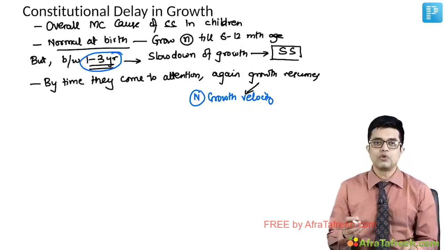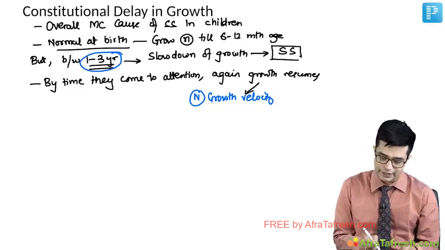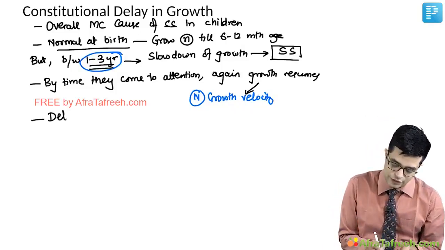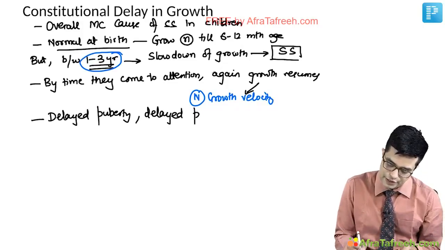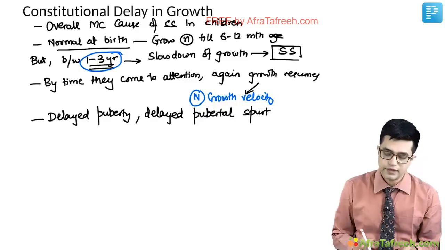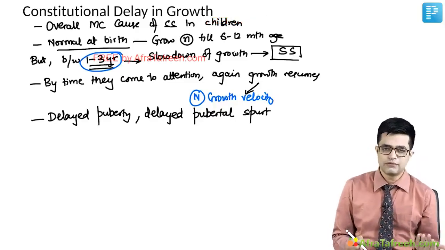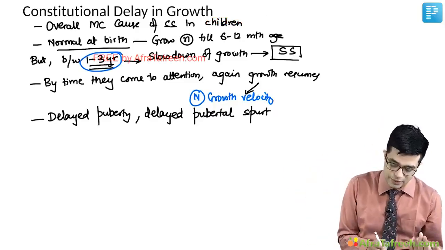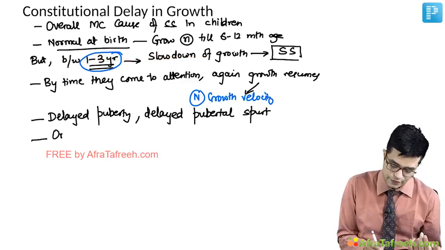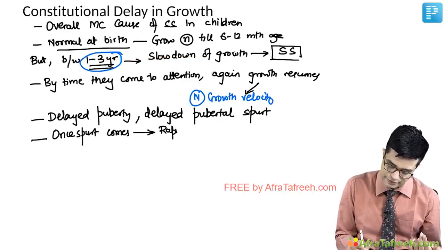In constitutional delay in growth, what are the things other than this that you will find? They will have delayed onset of puberty, which is a very useful clue. And because puberty is delayed, they will have a delayed pubertal growth spurt. Normal pubertal growth spurt comes around 12, 13, 14 years. They will have pubertal growth spurt as late as 15 or 16 years. But once puberty comes, once spurt comes, they rapidly gain height.